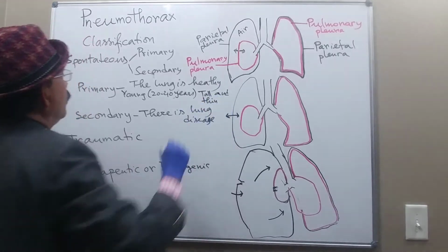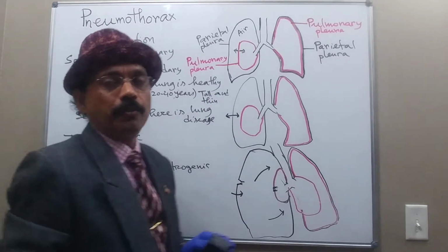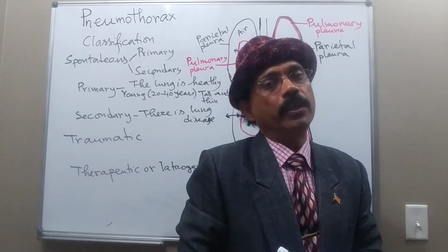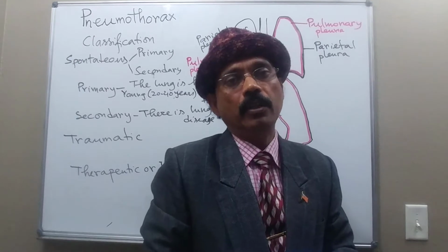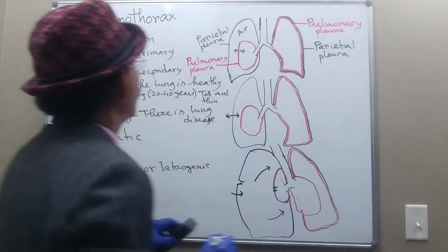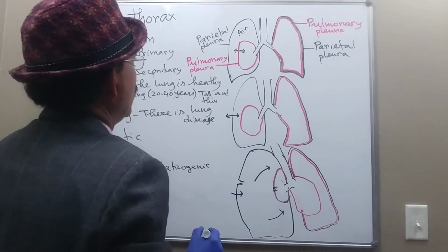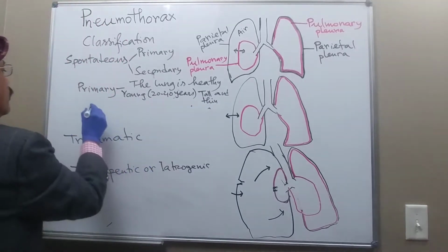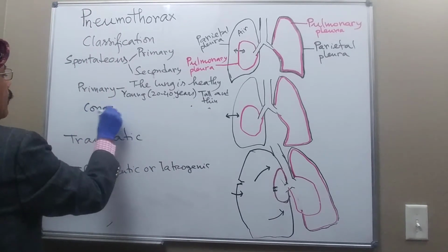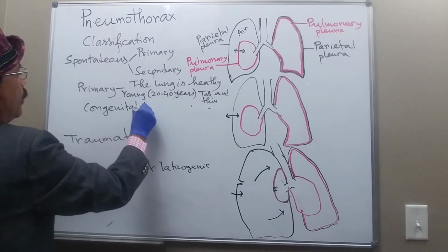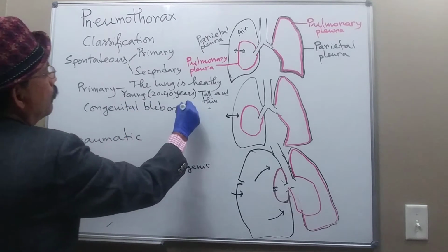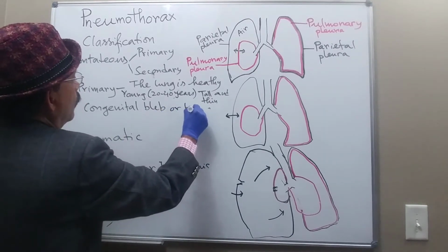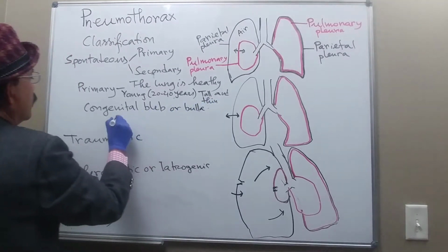Why they have more chance of spontaneous primary or idiopathic pneumothorax, we cannot explain, but it is found in the young individual, and they might have some type of congenital bleb. So there may be a congenital bleb or bulla in the lung.